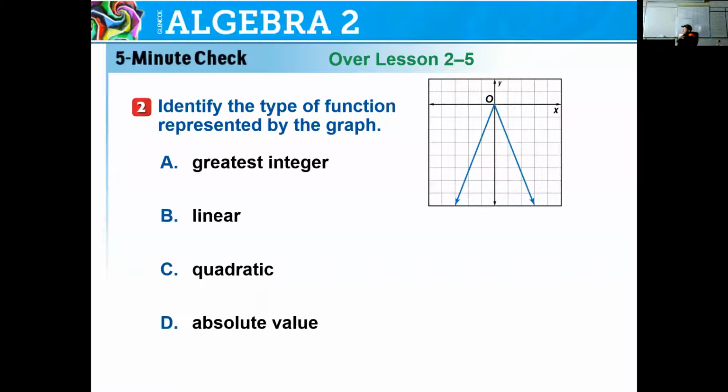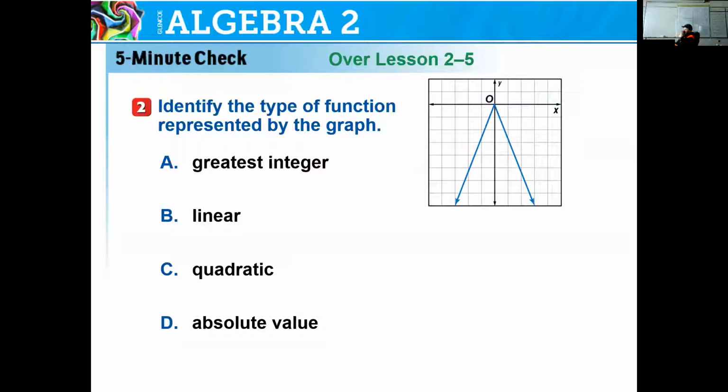The second one says identify the function represented by the graph. Once again, we already talked about linear. So those are continuous functions that we can draw without picking up a pencil. This one is continuous, but it doesn't have a constant slope. So we can eliminate linear. When they're talking about quadratics, quadratic and parabolic are two terms that mean the same thing. Okay, you're always going to have that parabolic shape, that U, if it's a quadratic. So once again, that doesn't fit it.